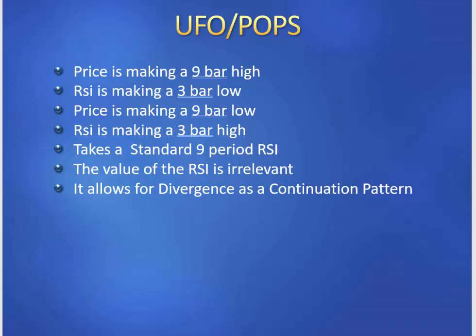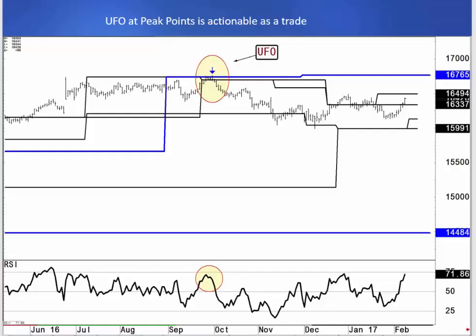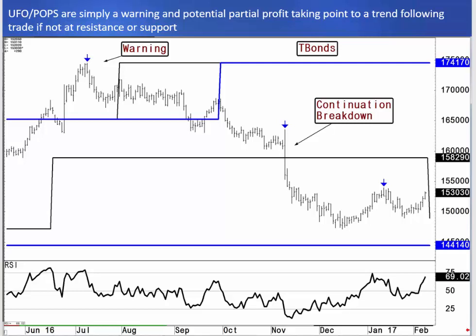I don't care what the value of the RSI is, because this also allows for what I call a divergence as a continuation pattern. So a UFO signal with that blue arrow, as we see quite often at peak points, so this was a weekly and a monthly zone of resistance, is actionable as a short trade. The first signal on the left hand side, it's not at support and resistance, so it would just be a warning. If we had a long position, we could consider taking some partial profits, but we would not get short.